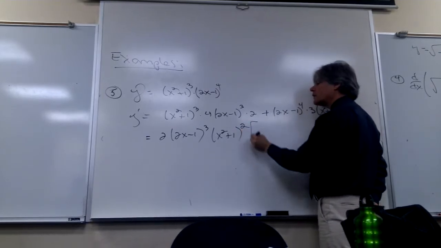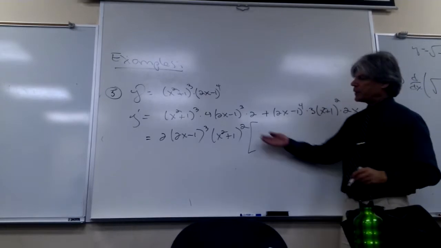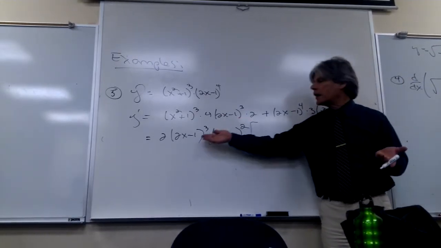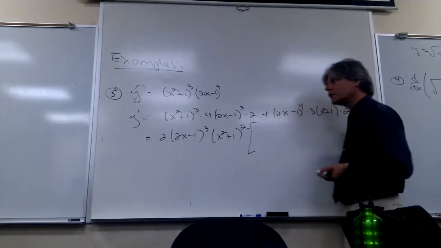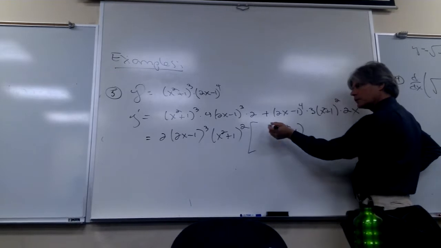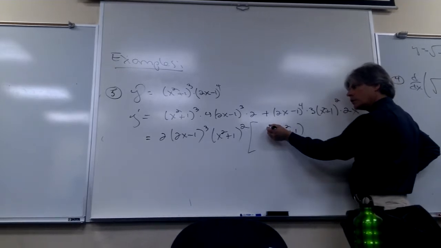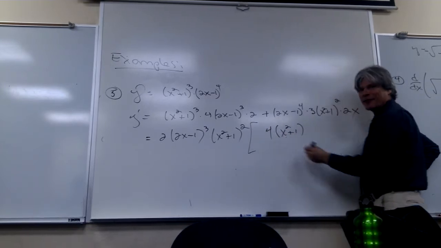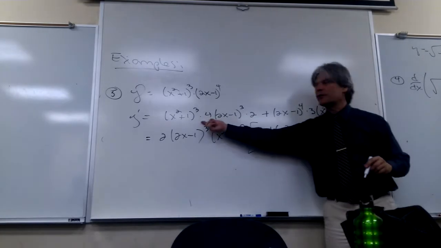Let's talk about what remains standing. Well, did I pull out the 2x minus 1s, all of them? Yeah, I did. Did I pull out all the x squared plus 1s? No. No, there's 1 remaining standing. Did I pull out all the coefficients? No. No, there's still a 2 and a 3. 4 left over. If I pull out the 2, there's a 4 left over.